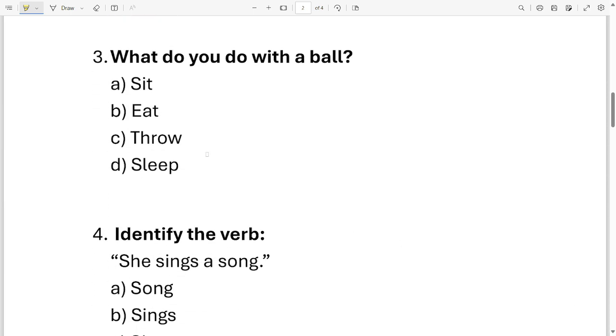Next question is, what do you do with a ball? Options are sit, eat, throw, sleep. These are the 4 options. Do we sit with the ball? Do we eat the ball? Do we throw the ball, or do we sleep with the ball? We throw the ball. That is option C.